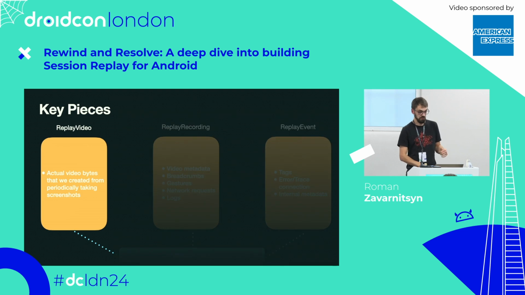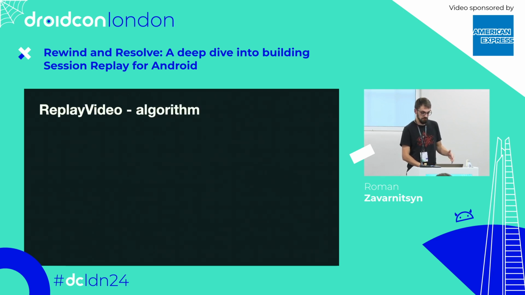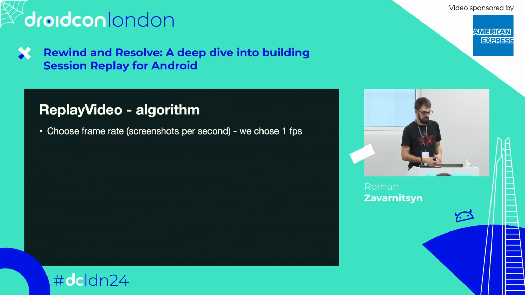But in today's talk, I want to focus on the first piece because this is the most interesting part of this product. So we're gonna make a deep dive here. Let's go quickly through the algorithm for the replay video. So we have to choose a certain frame rate. How many screenshots per second do we take? By default, we chose 1 FPS because I think it's a good trade-off between speed and fidelity of the replay.